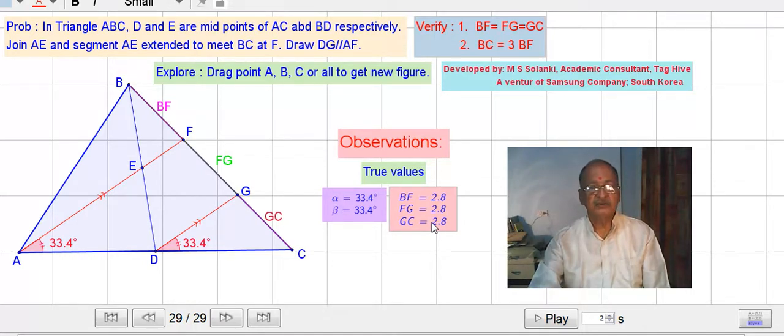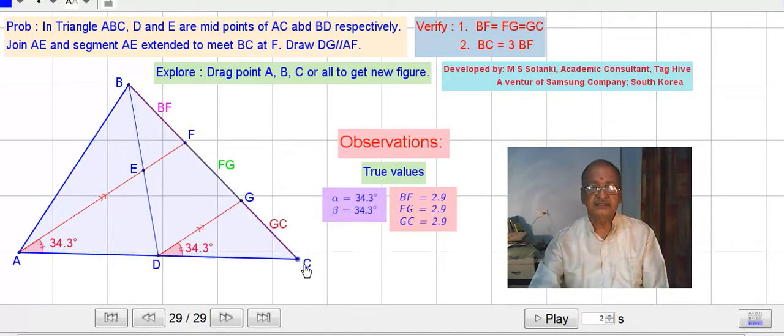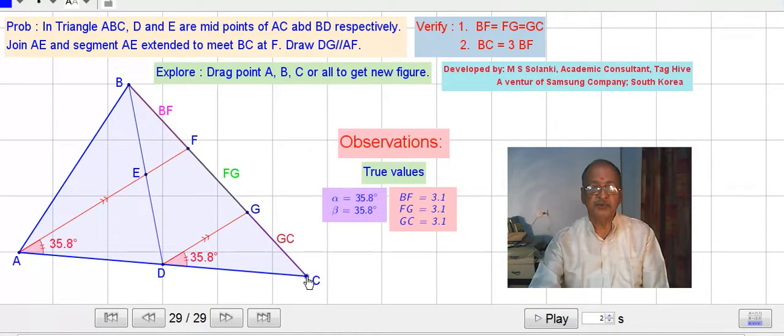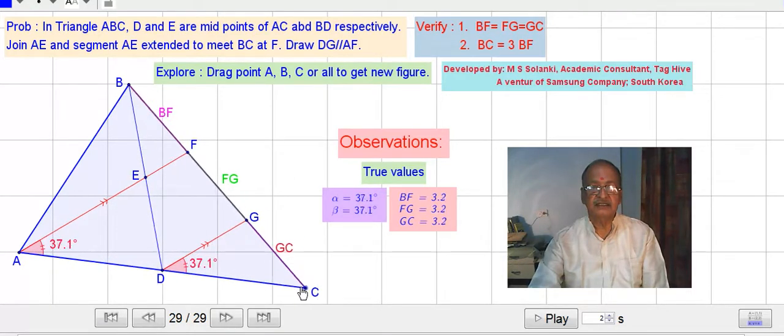Now it is one condition. Suppose I want to shift either A, B or C. By dragging with the help of mouse, we will get another figure and values will also change. Values of alpha and beta will change automatically, and BF, FG and GC will also change. So these values again change according to the figure and we will get the true values. It is all calculated by the computer itself.